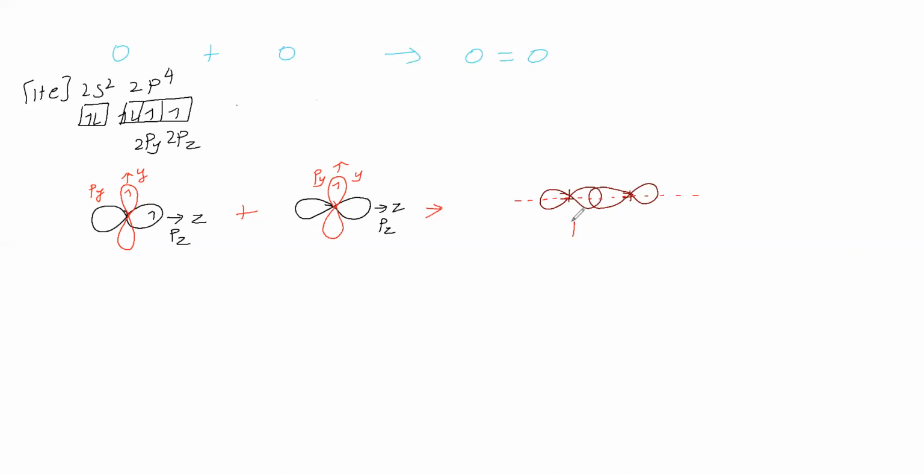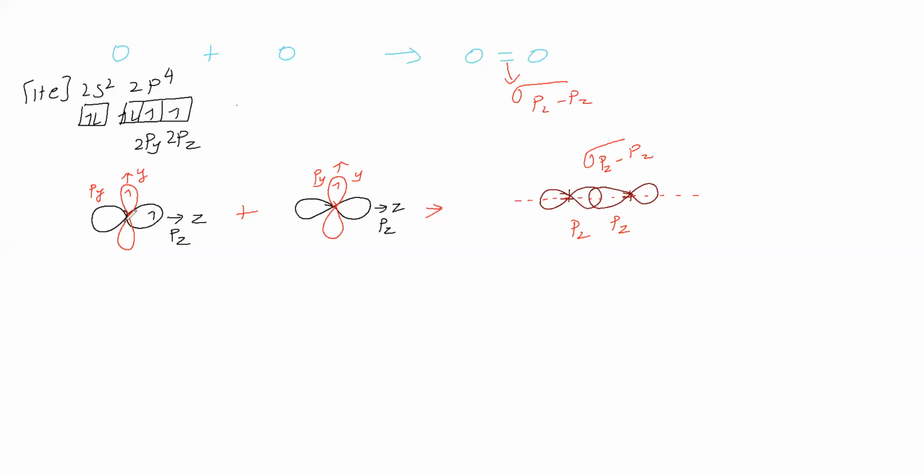Which orbitals? The pz orbitals are overlapping along the internuclear axis. Therefore, it forms which bond? A sigma bond. The sigma bond is formed by pz and pz. So between the oxygen atoms in the oxygen molecule, one bond is called a sigma bond, formed by pz orbitals. Okay.